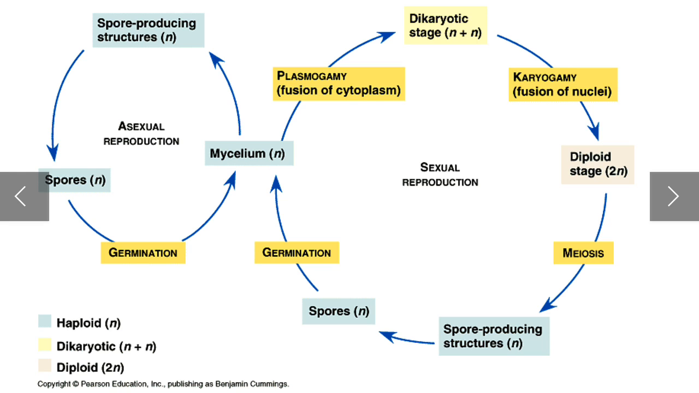And the next step is the sexual reproduction process. In this, plasmogamy and dikaryotic stage, then karyogamy occurs, then diploid stage formation, then meiosis, then spore producing structures are produced, then spores are produced, and spores have the ability to germinate and produce the plasmogamic structure or dikaryotic stage, meaning mycelium.